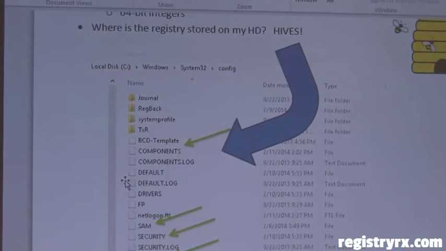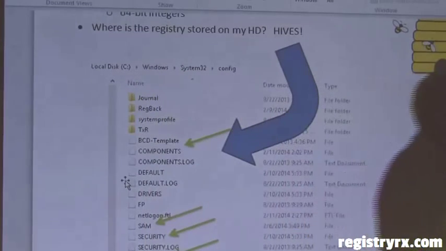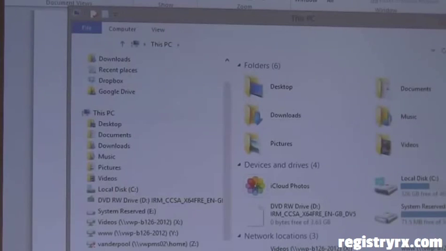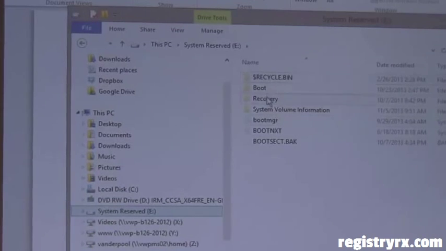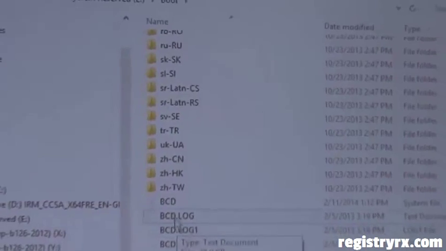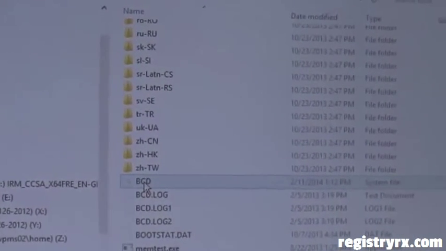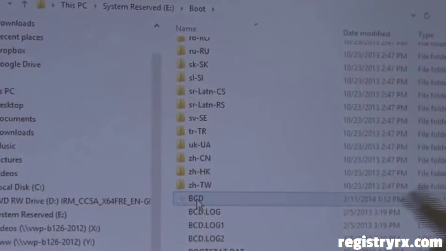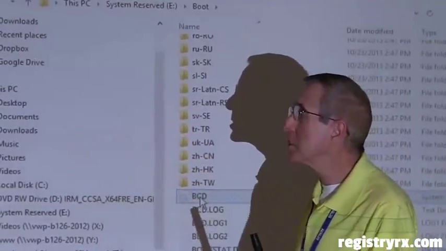So you've got security, software, system, SAM, components, and another critical file, which all of you know by heart, which is your BCD. Yes? Yes. Where is that file? Partition? Let's go File Explorer. Actually, you can't. Yeah, you can. If I go to the System Reserved, the System Partition, and I go into the boot directory, everybody with me? Yes? Yes. And I scroll through all the various languages of the earth, I will see my what? Yes, my registry file. So that's the BCD. So that's one hive of your registry, one hive over there in the system partition.